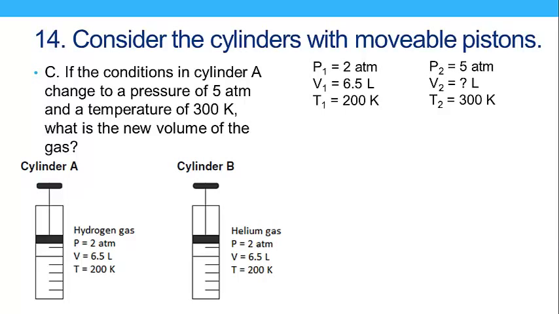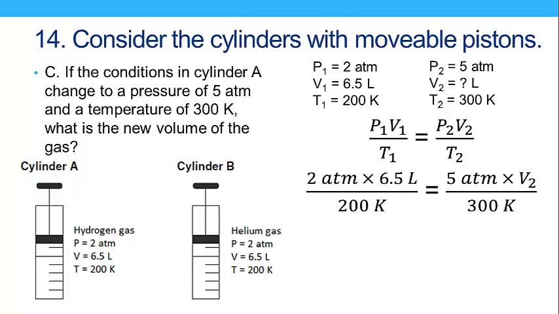Because we have variables of pressure, temperature, and volume, this is where we're going to use the combined gas law. P1 V1 over T1 equals P2 V2 over T2. First we substitute in the numbers. Pressure 1 is 2 atm, volume 1 is 6.5 liters, and temperature 1 is 200 K. We substitute everything in on the other side: P2 is 5 atm, and T2 is 300 K, and I just left V2 as V2 because that's what we need to solve for.